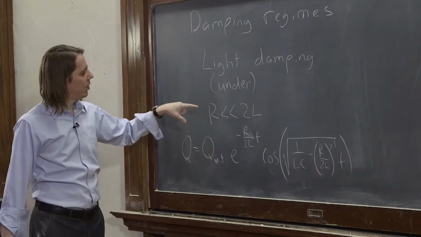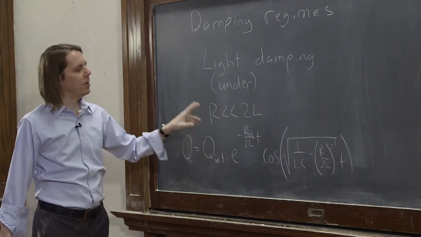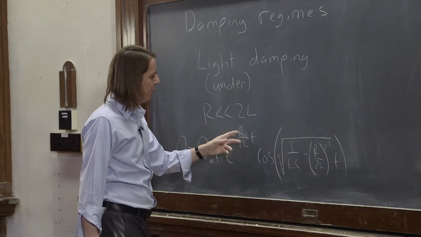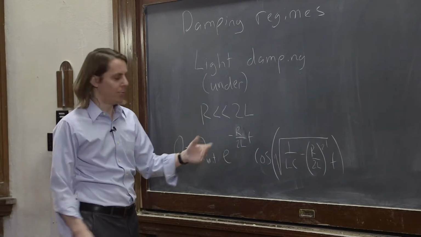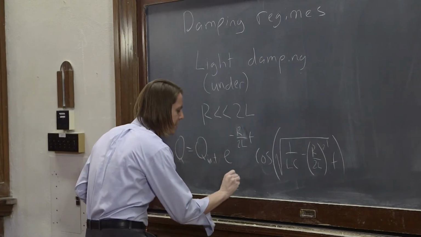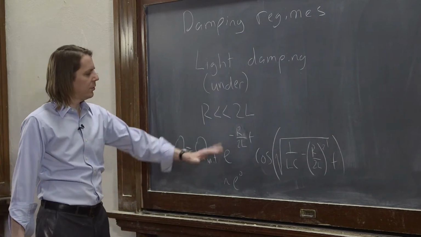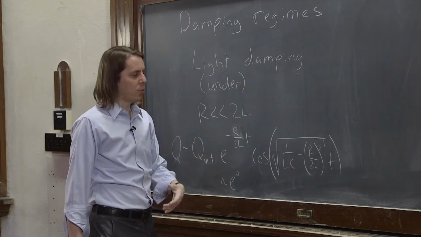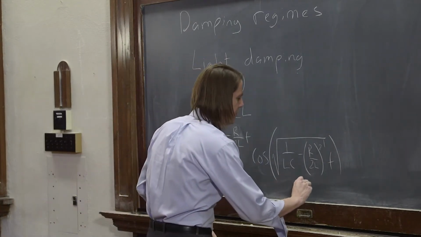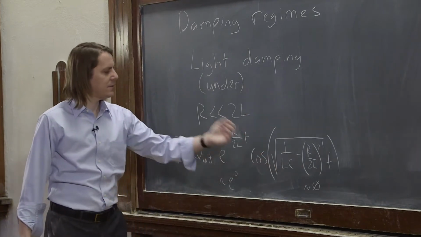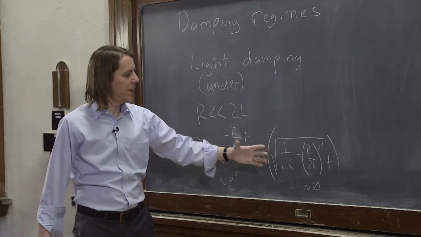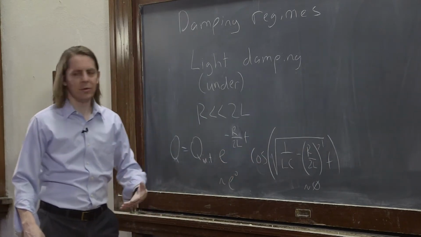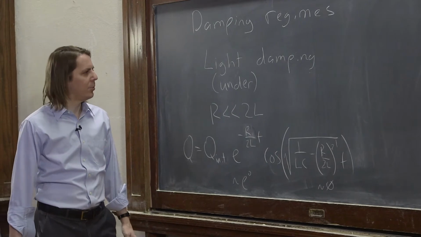So in underdamping, R is much smaller than 2L. If that's the case, this is a very small number, like 0. So basically, this is approximately e to the 0, which is 1. So it doesn't damp. And here, again, R over 2L is a small number. If you square it, it's a really small number, so this is approximately 0. In that case, the circuit would oscillate at the undamped frequency, the square root of 1 over LC. It would oscillate as though the resistor weren't even there, if it were just an inductor and a capacitor.